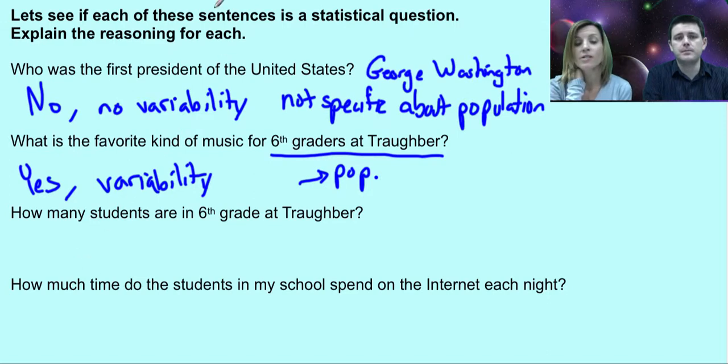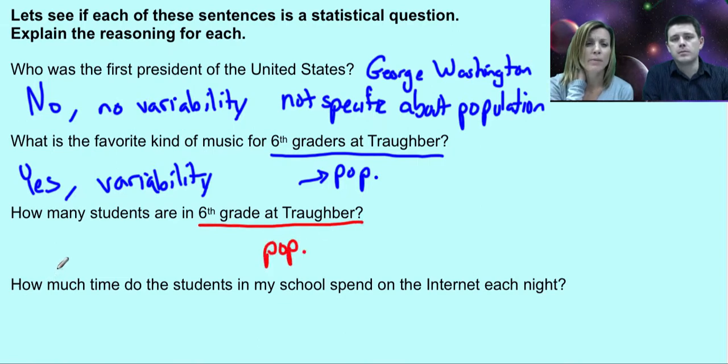Good. How many students are in 6th grade at Trower? Well, the population is there. 6th grade at Trower is pretty limited, so the population is there. How many students seems to be a 1 numeric answer, don't you think?